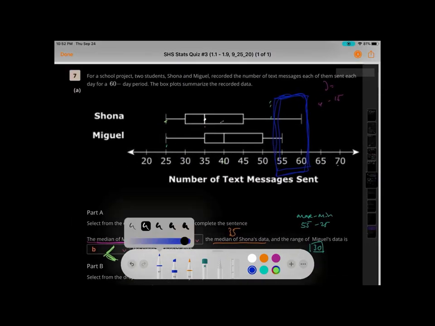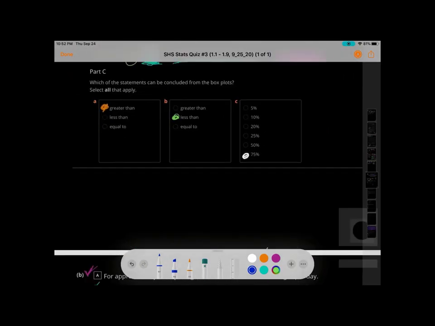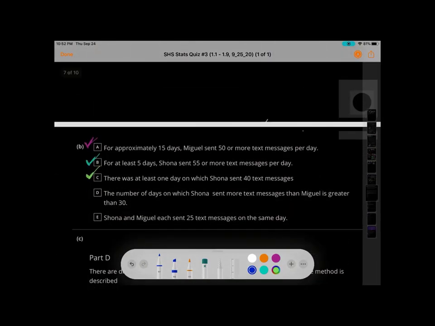No, that's false, because remember we said that each of these represents 15 days. Does that make sense? 16, 15. And then Miguel's is 15, 15, 15, and 15. So, yeah, that possibly can't be more than 15, so no.